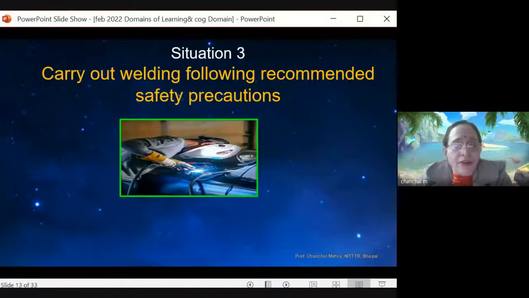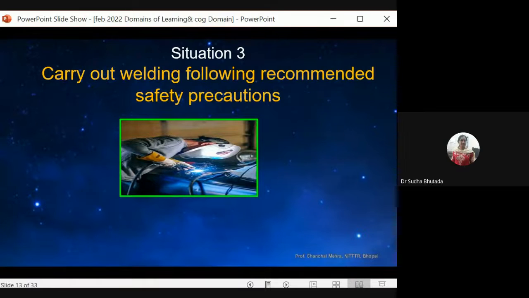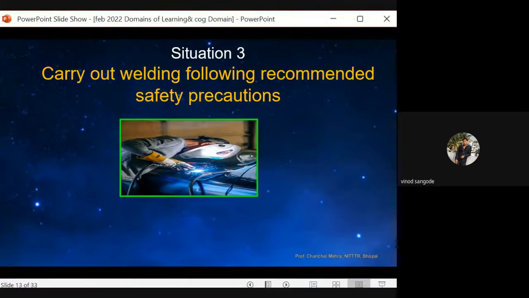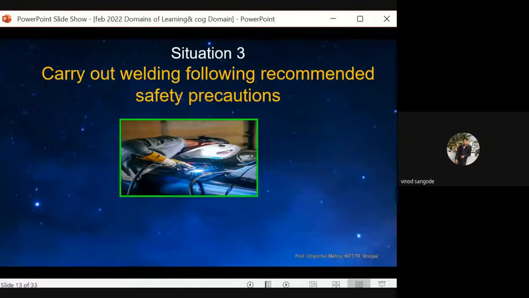Now comes the third situation: carry out welding following recommended safety precautions, because in many of your curricula, similar types of course outcomes might be there. Affective. Affective domain. Anyone else? Affective domain. Psychomotor and affective both. Okay, whether the dominance is of psychomotor or affective. Affective.